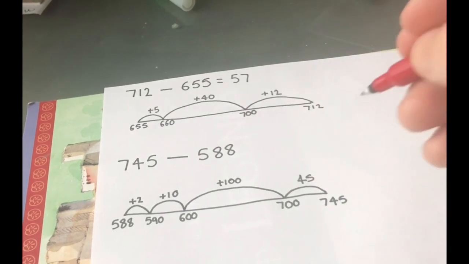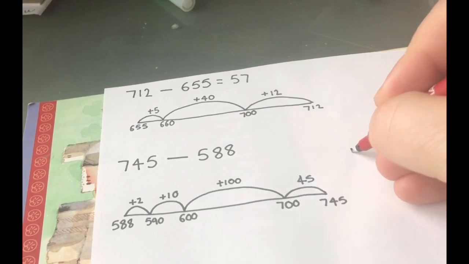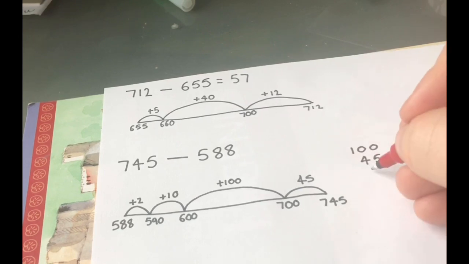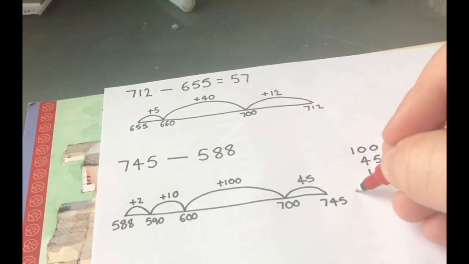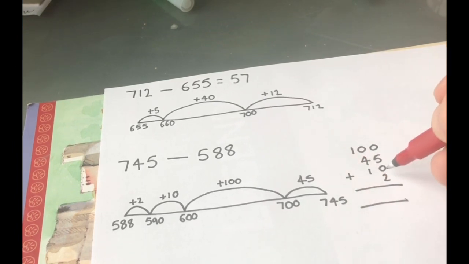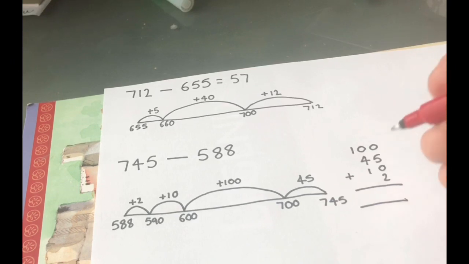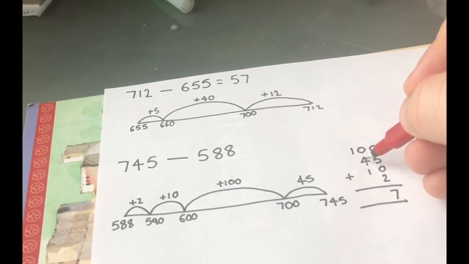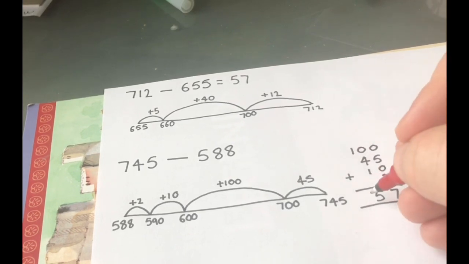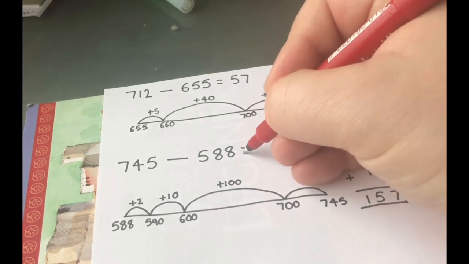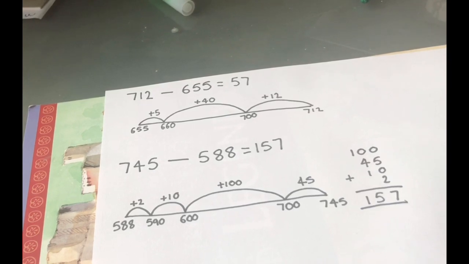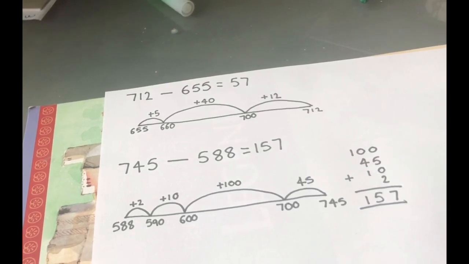Now we've got lots of numbers here. We could try and do them in our heads. If we need to, we could write them down. 100, 45, 10, 2, and it's adding, so we do an add sign. 0 add 5 is 5, 5 add 0 is 5, 5 add 2 is 7, 0 add 4 is 4, 4 add 1 is 5, 1 and nothing else is 1. So our answer is 157. 745 subtract 588 equals 157.